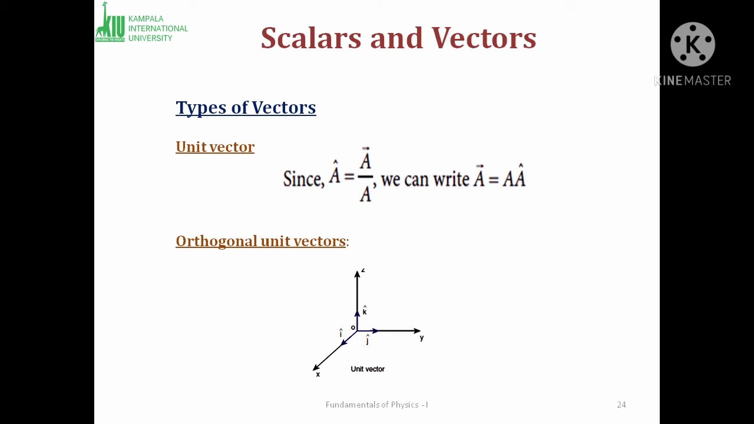Next one is orthogonal vector. Two vectors which are perpendicular to each other are called orthogonal vectors. Here i, j and k are the three unit vectors along the positive x-axis, positive y-axis and positive z-axis. These three vectors are perpendicular to each other and the angle between them is 90 degrees. So they are called orthogonal vectors.